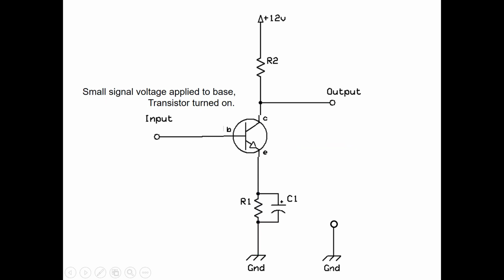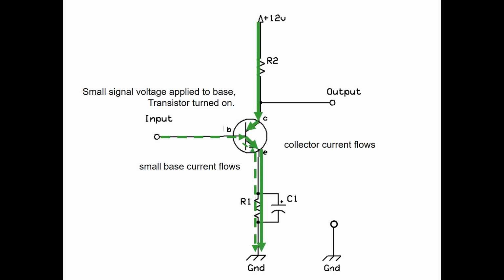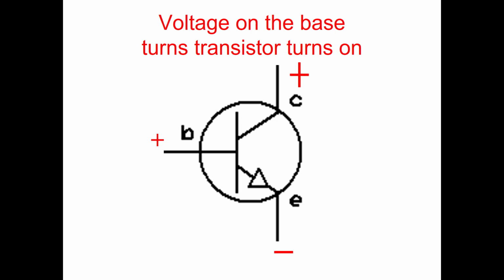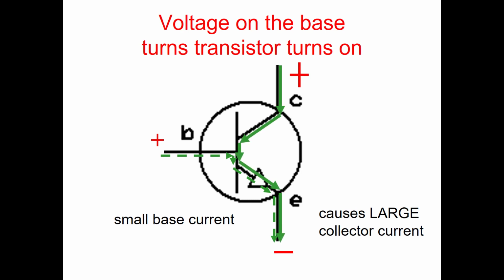But if we apply a small signal voltage to the base, and this is one thing that confuses a lot of beginners, the input does not need to be connected to the same power source as up here. It can be from a totally different power source. It can be, say, an input from an auxiliary output of an audio device, like a phone or a speaker. If you apply a small signal voltage to the base, the transistor turns on and a small base current flows. That's going to allow a much larger collector current to flow, so the large current will also flow at the output. So no voltage on the base, the transistor is off. Voltage on the base turns the transistor on. Small base current results in a large collector current.